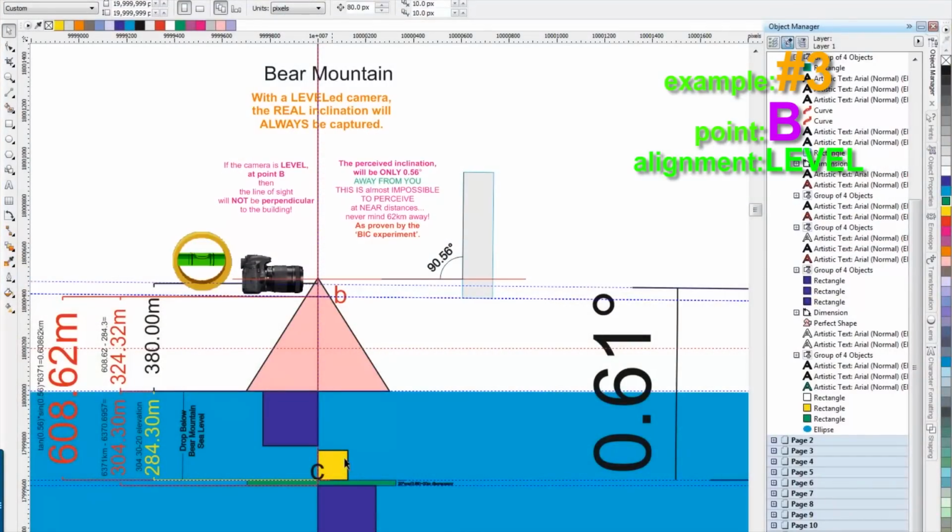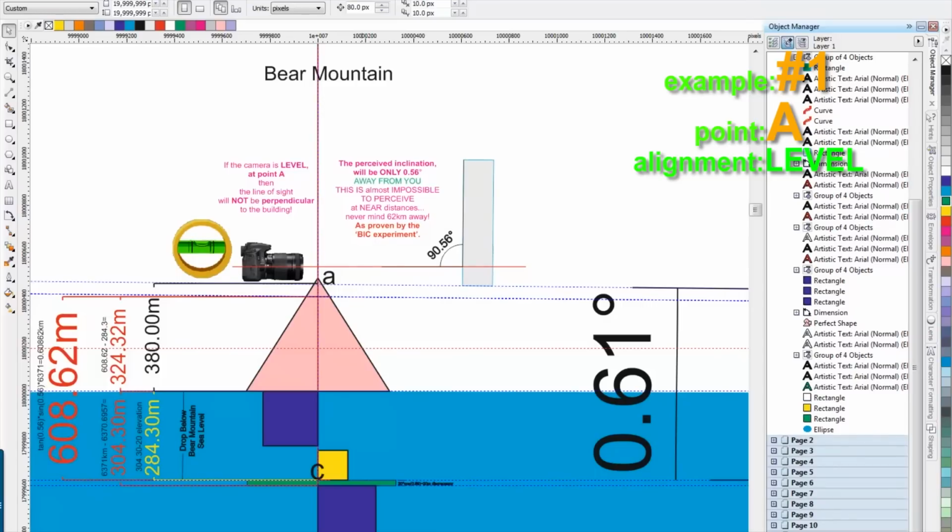Now, if we move down to point B, we were at point A before, now we're going down to point B. Point B is at 324.32 meters elevation. Point A was at 380 meters height. Now, if the camera is level at point B, then the line of sight will not be perpendicular to the building. The perceived inclination will be only 0.56 degrees away from us. This is almost impossible to perceive at near distances, never mind 62 kilometers away. So the angle is exactly the same as in the first example.